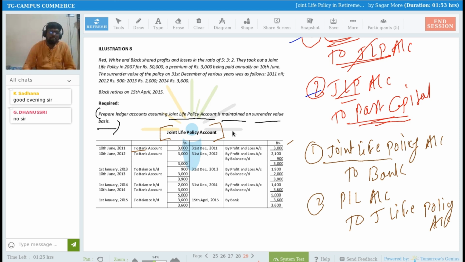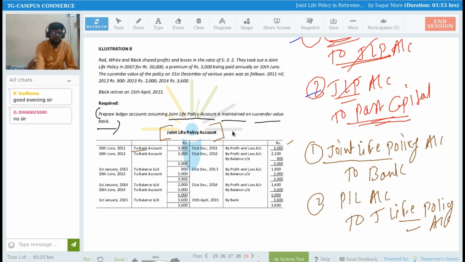Understood the first transaction in 2011. Any doubt in the 2011 transaction? Joint life policy account debit to bank account, and then profit and loss account debit to joint life policy account, right? At the value of premium, 3,000. Okay, fine. Now in the next year, in the year 2012, what do we have to do?